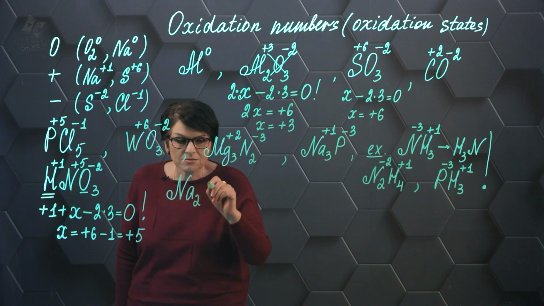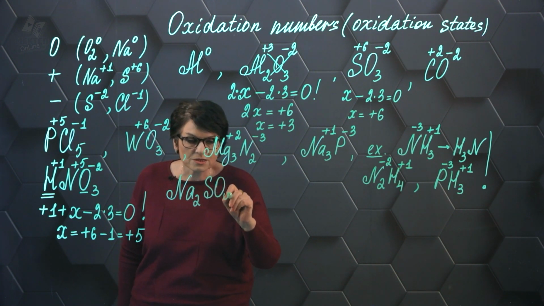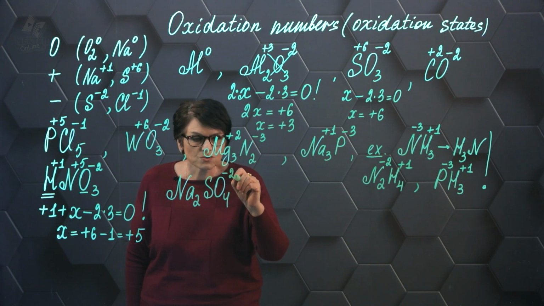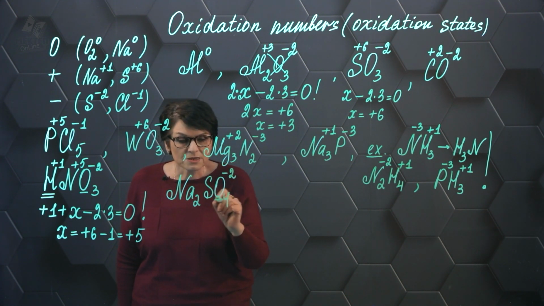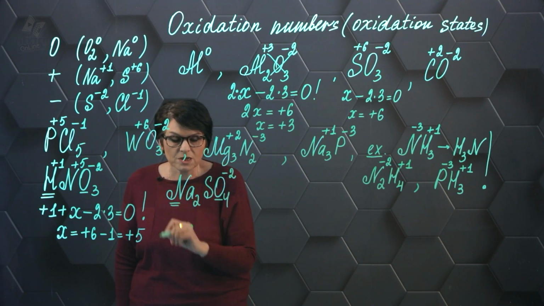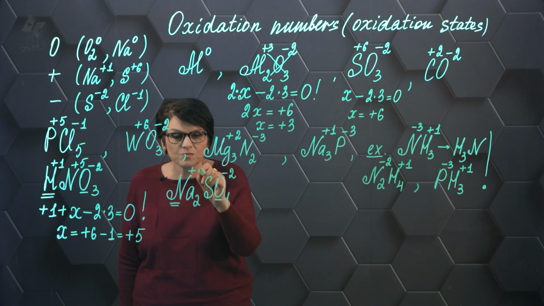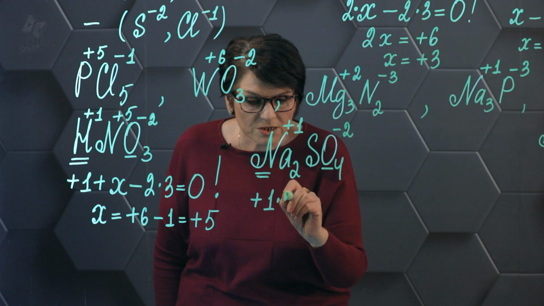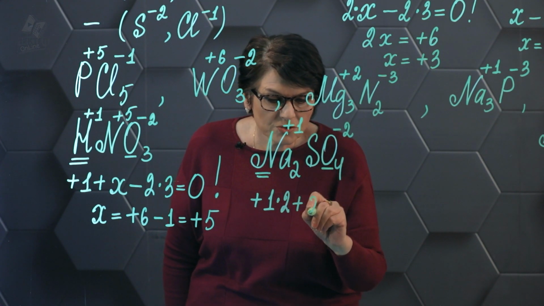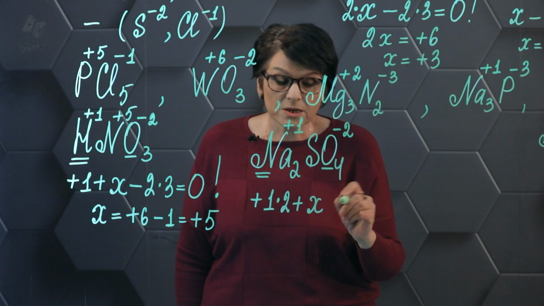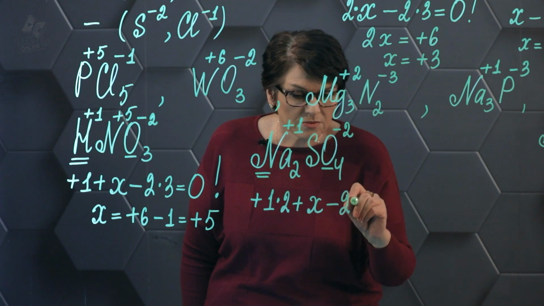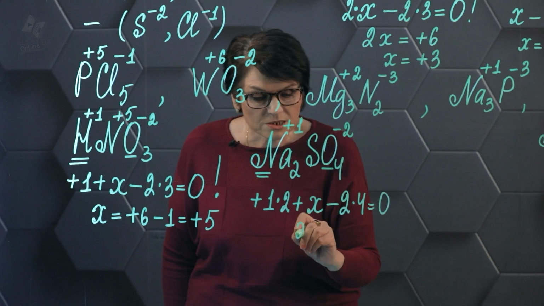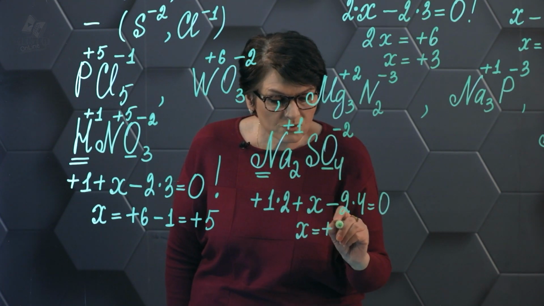Next is Na2SO4, sodium sulfate. Let's begin with oxygen, -2. Now consider sodium, in the first group, so it becomes +1, and sodium's charge +1 is then multiplied by 2. Next, we have sulfur, x, with an initial unknown charge. The charge of oxygen, -2, must be multiplied by 4. The sum of these charges equals 0, which allows us to determine that x for sulfur must be +6.